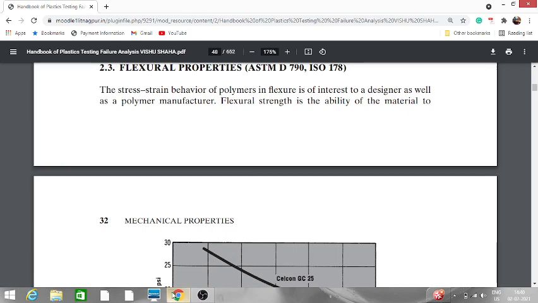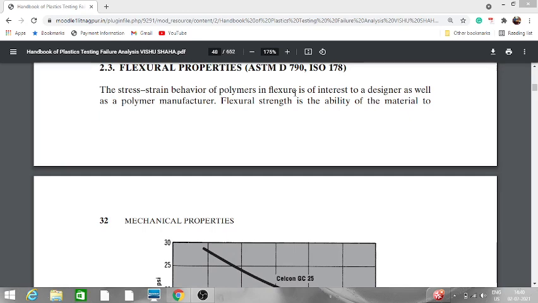Structural properties: ASTM D790, ISO 178. The stress-strain behavior of polymer in fracture is of interest to a designer as well as a polymer manufacturer.